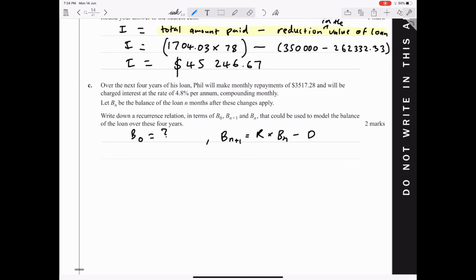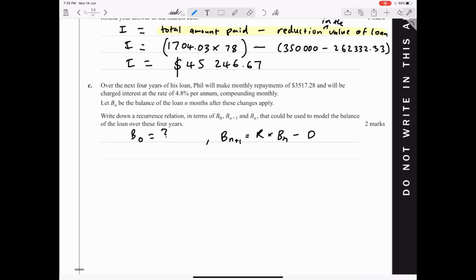9c. Over the next 4 years of his loan, Phil will make monthly repayments of $3,517.28 and will be charged interest at the rate of 4.8% per annum, compounding monthly. Let Bn be the balance of the loan n months after these changes apply. Write down a recurrence relation in terms of B0, Bn plus 1, and Bn that could be used to model the balance of the loan over these 4 years. So I've just written the rule for the recurrence relation for a reducing balance loan.